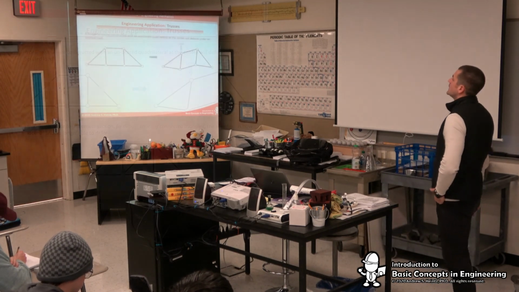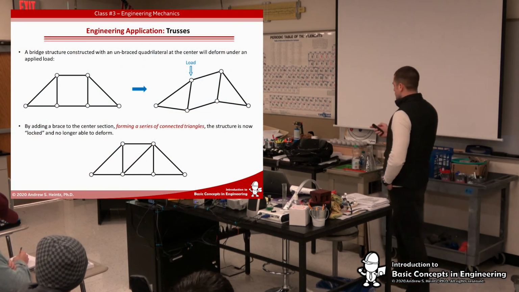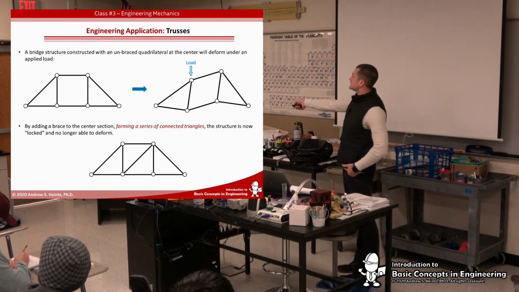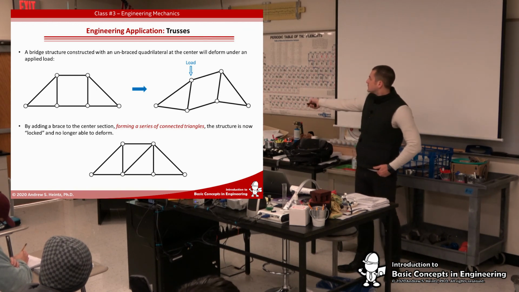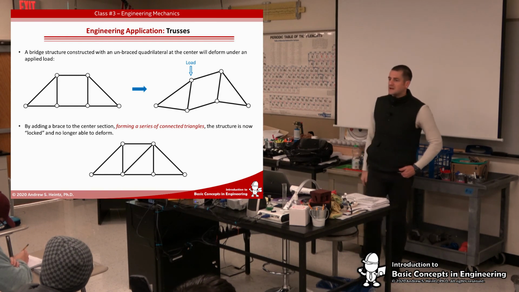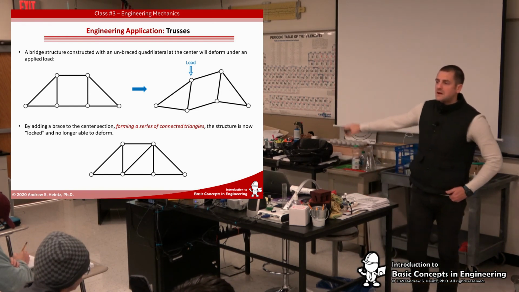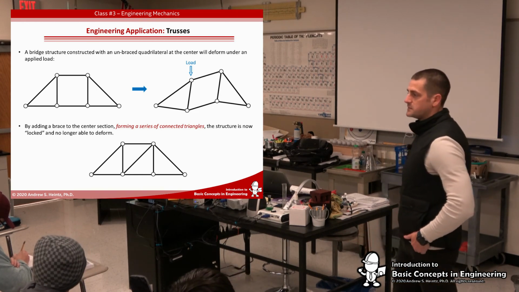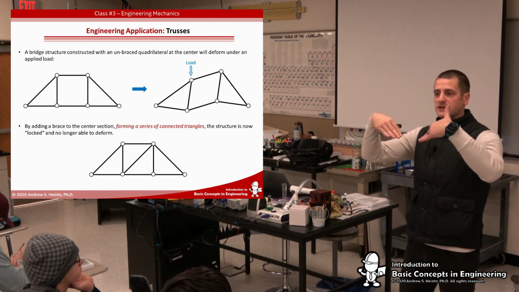Okay? So, a bridge structure constructed with an unbraced quad at the center, like this, is able to deform under an applied load. Because what happens? These triangles stay the same, but the middle can actually bend. Right? So that would be a very sad bridge. You would not want to be the guy in the truck crossing that bridge because it could deform and all of a sudden you're stuck in the middle.